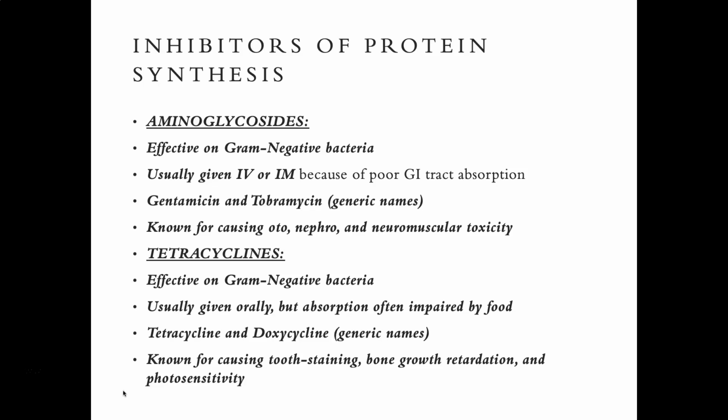These are also effective on gram-negative bacteria. They target gram-negative bacteria. They are usually given orally, but sometimes their absorption in the GI tract can be impaired depending on how much food is in there and the types of food that's in there. So tetracyclines are a little bit touchy about what you're eating and when you're eating it when you give the drug, in terms of how well it will be absorbed and how much of it will be available to fight off the bacteria in your body.